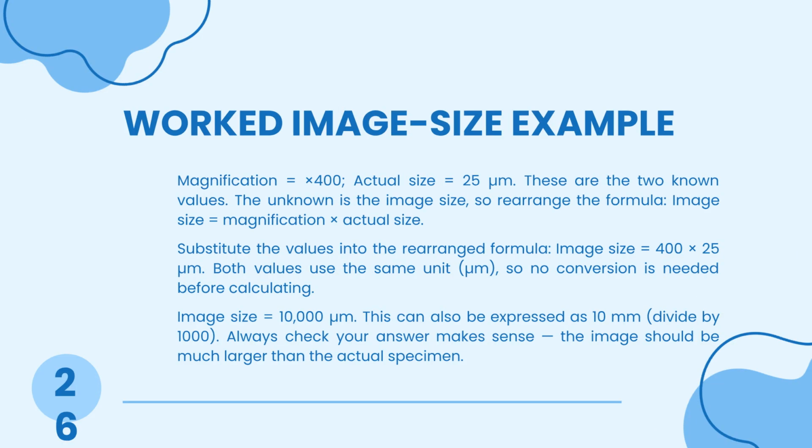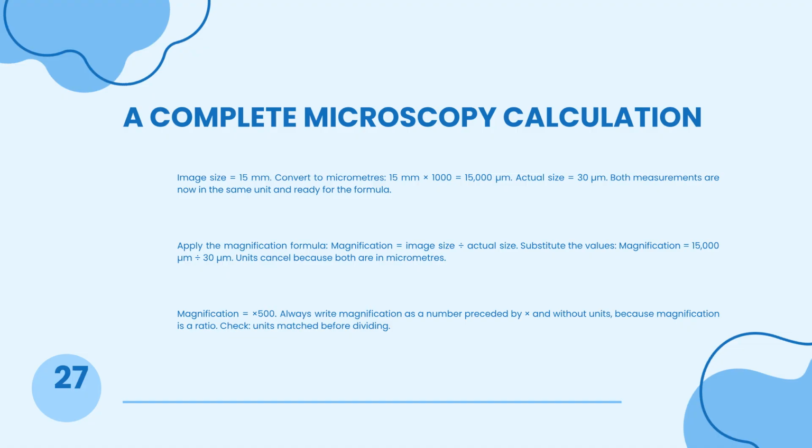To find image size, multiply magnification by actual size. For example, with 400 times magnification and a 25 micrometer specimen, the image size is 10,000 micrometers, or 10 millimeters. For a complete calculation, first ensure units are identical. Converting 15 millimeters to 15,000 micrometers allows you to divide by 30 micrometers, resulting in 500 times magnification.